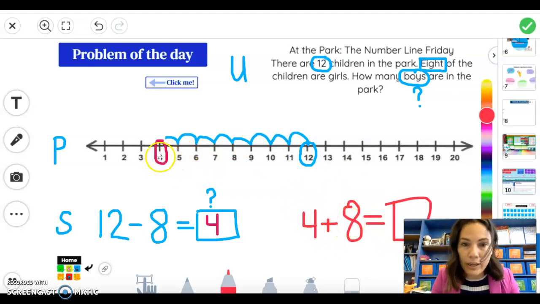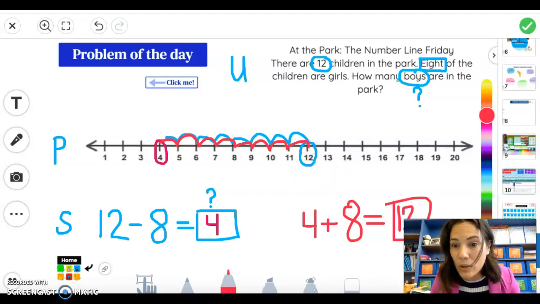So 4, and let me keep on going. I'm going to count up now. I'm using addition to check my problem. So here's 4, and let me go up 8. 1, 2, 3, 4, 5, 6, 7, 8. Did I get to 12? Yep, I did. So then my equation is correct. It is your turn to do it.